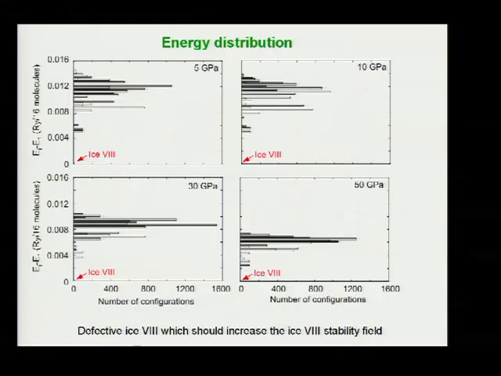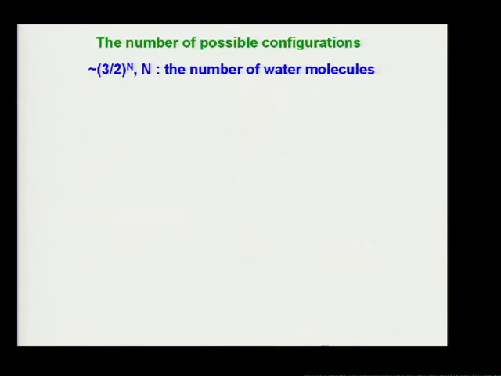Also, if we take a very large supercell, then we can consider defective ice VIII, which is almost the same as ice VIII. This means maybe we have some configurations with energy very close to ice VIII. Such configurations must increase the entropy of ice VIII, which stabilizes ice VIII with respect to ice VII. Therefore, we want to expand the supercell. Then the problem is the number of possible hydrogen configurations.